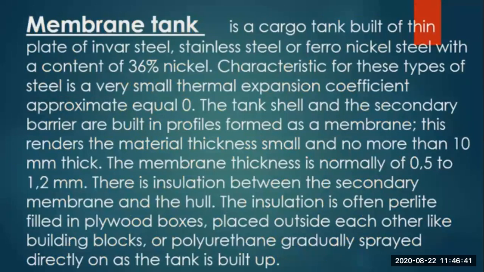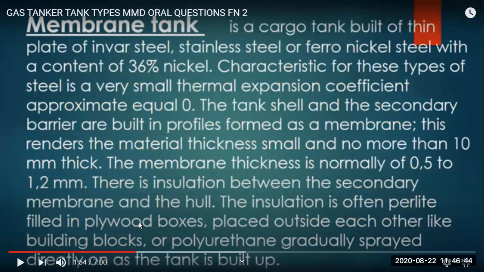Also, membrane tanks are made of a very thin layer of invar steel, or stainless steel or nickel steel. It's 36% nickel. So what are the characteristics? Because it is very thin, thermal expansion takes place very easily, like your ice cube tray, and there are not too many fractures. And the metal is chosen in such a way that it is so hard that it cannot crack. Even with the thin layer, the material is so strong, like invar steel, that it cannot crack.